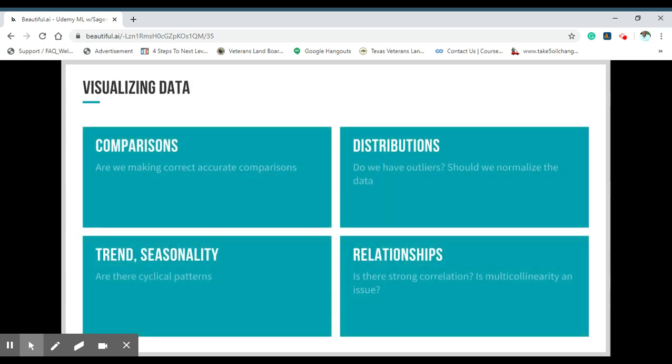Visualizing data, we talked about that as well. So you really want to understand what types of visualizations you need. So are you making comparisons? Are you looking at distributions? Do we have outliers in the data? Is there a trend? Is there seasonality? What types of relationships are there?